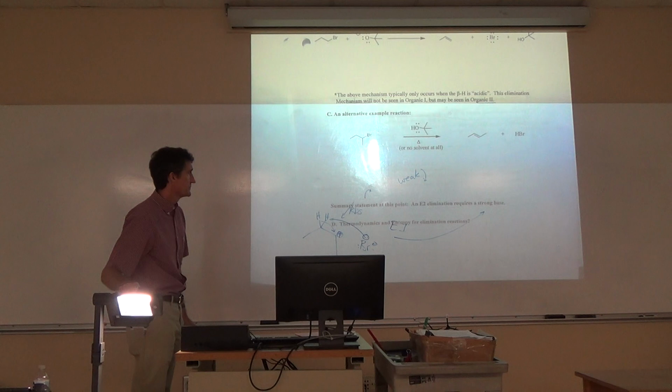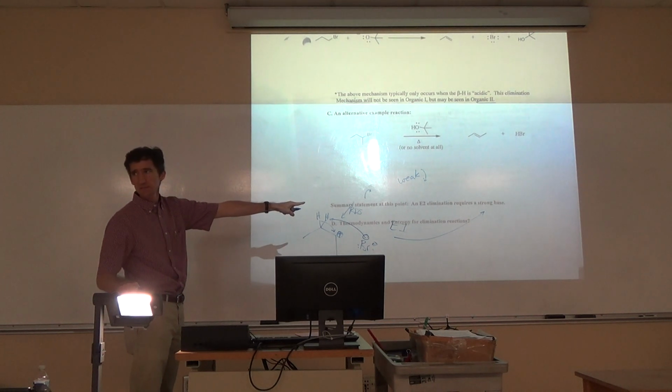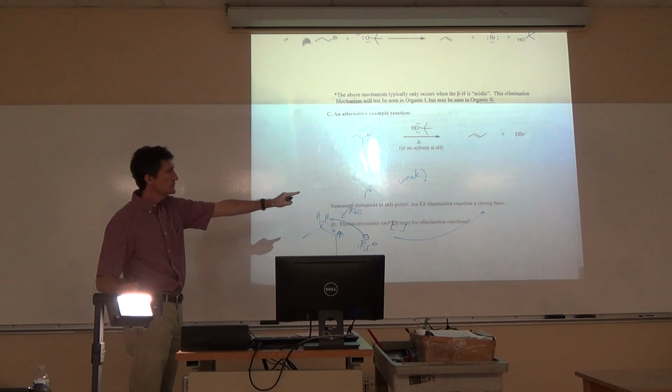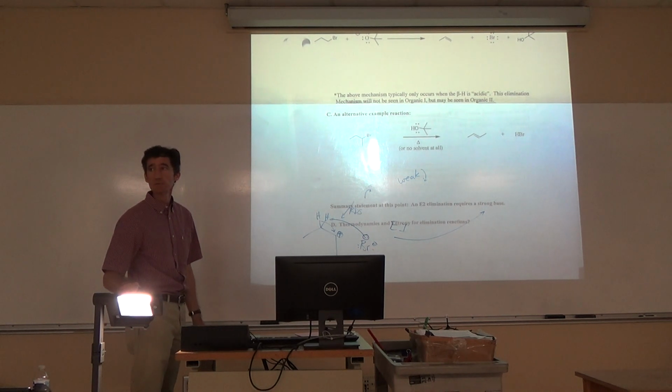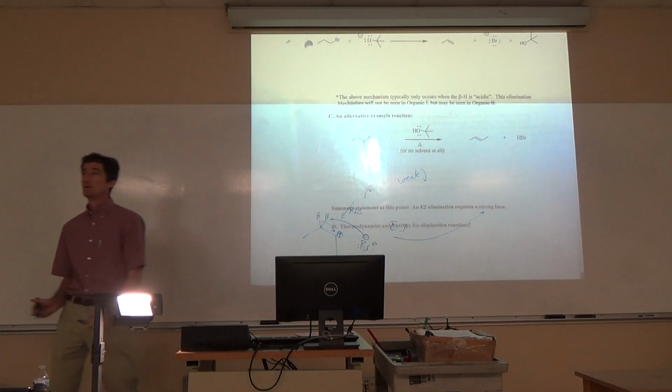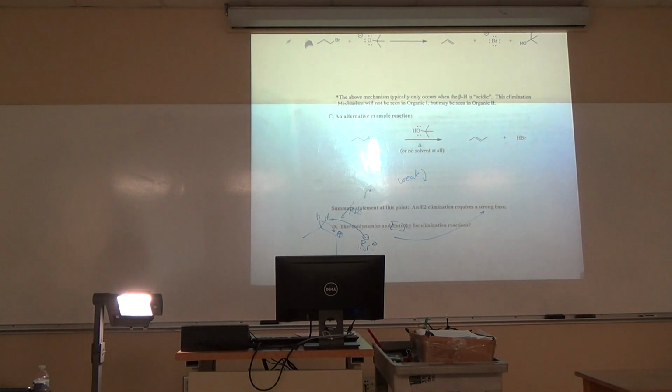Summary statement. Well, we just already did it 1 minute ago. An E2 elimination requires a strong base. Did it ever give us this? Good question. We'll look at stereochemistry on the next page, because the alkene is trans. She's asking, what about a cis product? Why did I show trans?